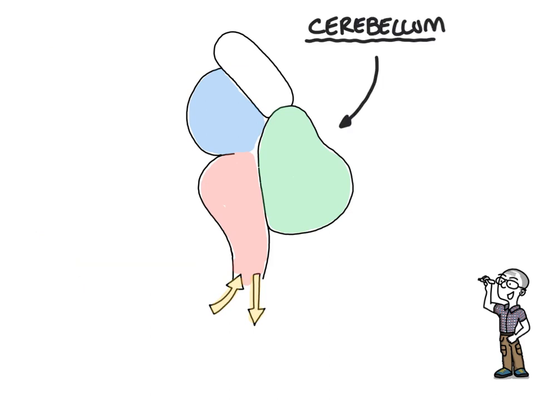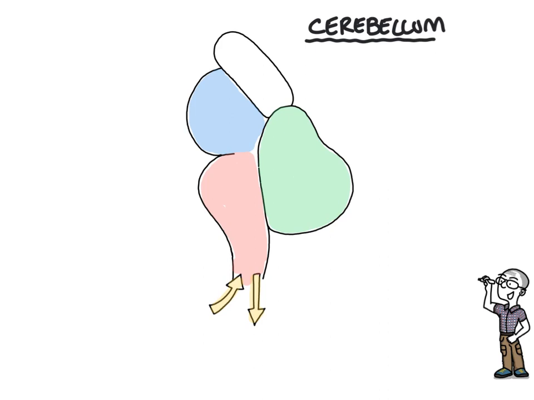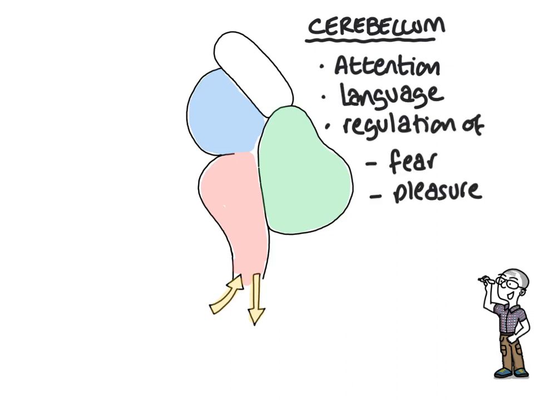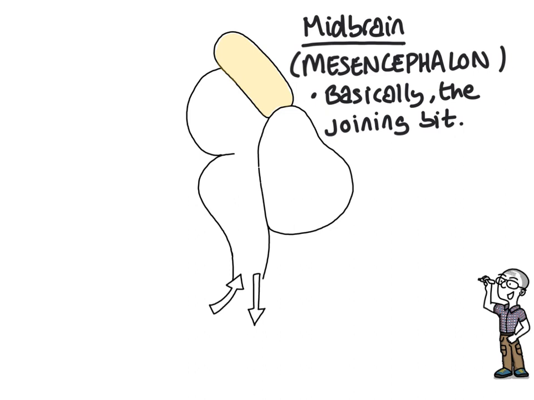The cerebellum, or little brain, looks like a separate structure at the back of the brain and is critical in coordination of movement, precision and timing. It's also now thought to be involved in cognitive processes such as attention, language, and the regulation of fear and pleasure responses. The midbrain, or mesencephalon, is essentially the bit that joins the forebrain to the hindbrain.